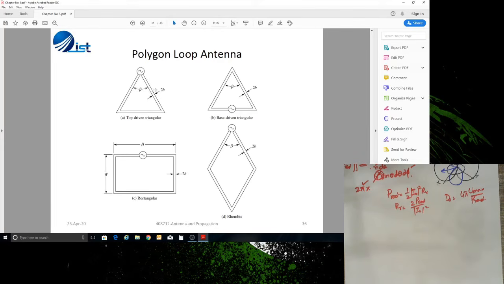So this angle is beta and this is 2b. यही अगर हम बेस ड्रिवन ट्रायंगुलर लूप एंटेना की बात करें तो ये इसका जो ड्राइव कर रहे होते हैं, जहाँ फीड हो रहा होता है ये एंटेना, it is from the base, and again this is the angle beta and this is the thickness 2b.